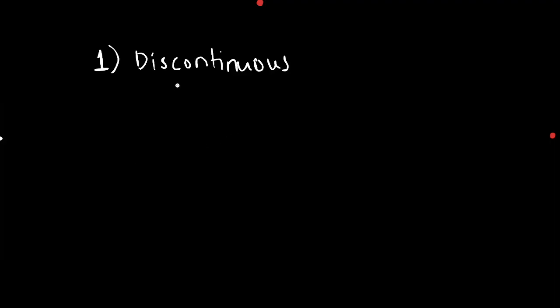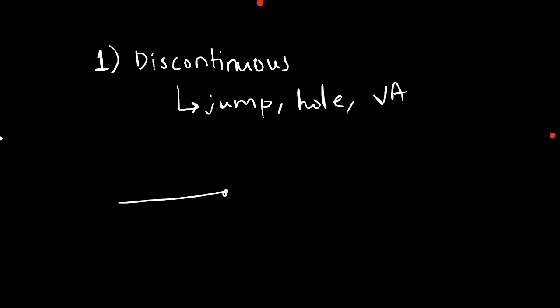That means if we have a jump discontinuity, a hole, or a vertical asymptote, our function is not differentiable, right? That makes sense. If we have a function going on like this, there's a jump, then there is no derivative there. If we have a function and there is a hole, there is no point there, so there is nothing to differentiate.